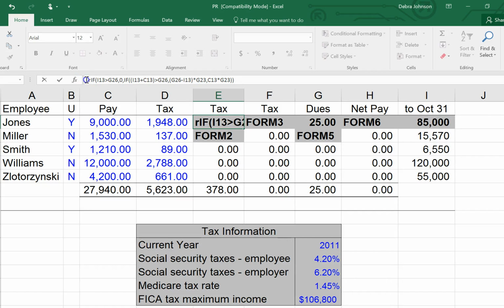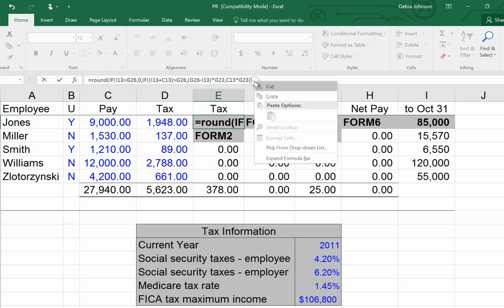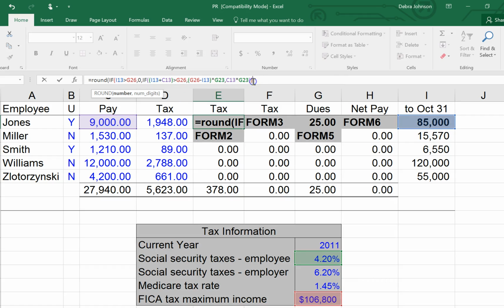Let's see if we can get it in here. Equals round, open the parentheses, go to the back of the formula and put in a comma and a 2 to tell the computer to round it to 2 decimal places. Once again, that will get rid of any rounding errors.